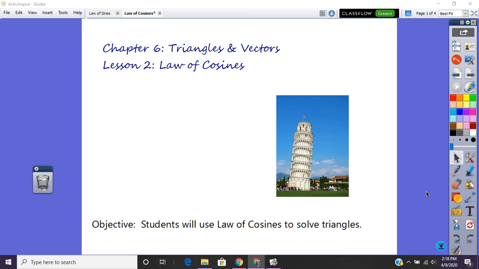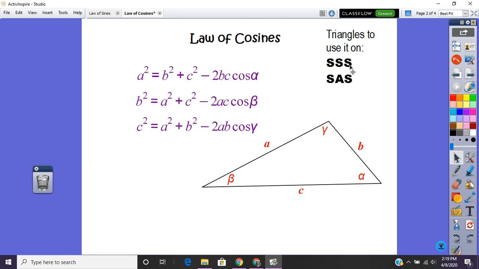All right, now we're going to talk about the law of cosines. Law of cosines also allows us to solve any triangle, but once again, just like law of sines, there were specific situations that we could use for law of sines. Law of sines, we could use the angle side angle, and side angle. Now for law of cosines, we can use side angle side, and that's about it.